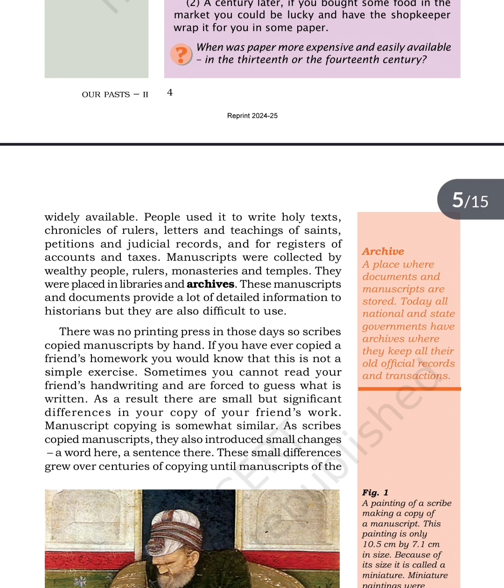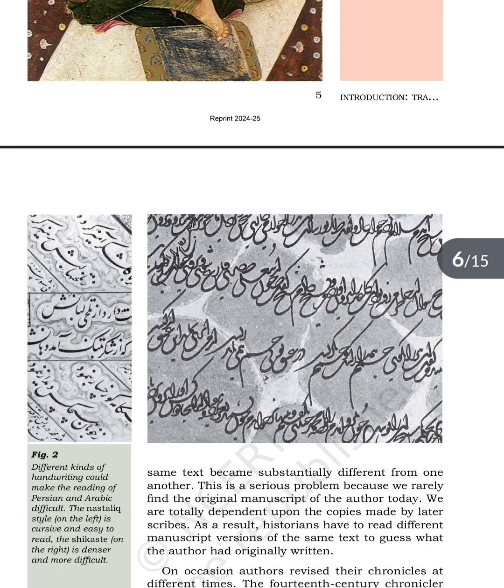Manuscript copying is somewhat similar. As scribes copied manuscripts, they also introduced small changes, a word here, a sentence there. These small differences grew over centuries of copying until manuscripts of the same text became substantially different from one another. This is a serious problem because we rarely find the original manuscripts of the author today. We are totally dependent upon the copies made by later scribes.